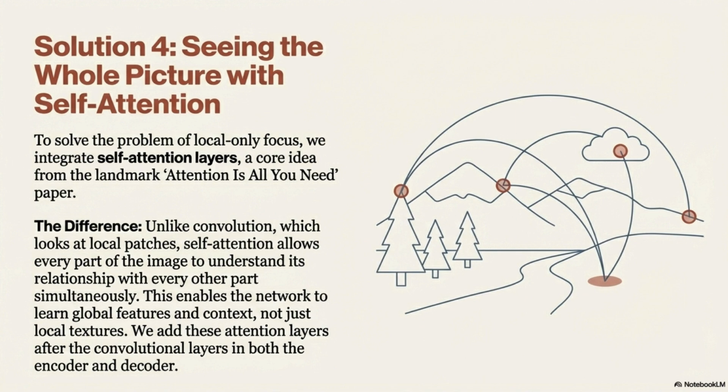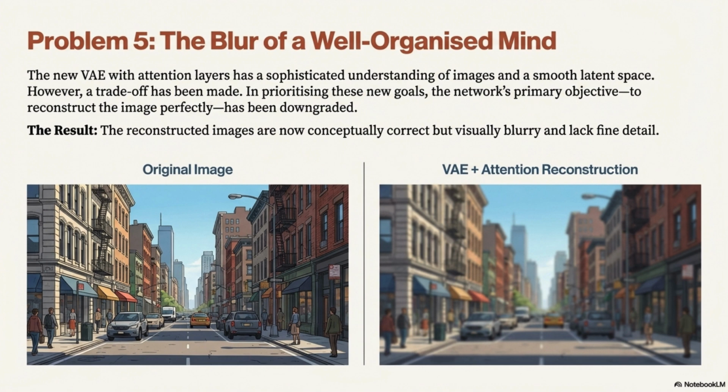And what this does essentially is allows every part of the network to see how every other part of the image is related all at once. So it forces the network to see the entire composition, the global context. Yes. So the VAE fixed the continuity, attention fixed the global context. The latent space is now conceptually beautiful, smooth.